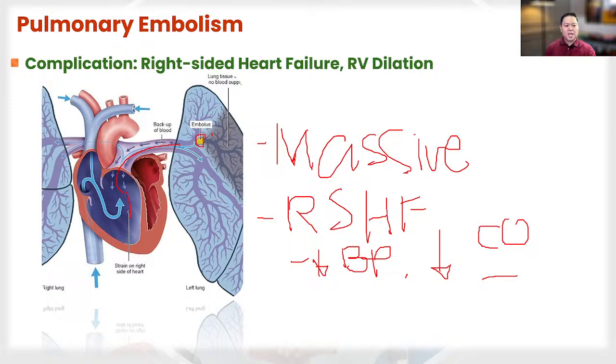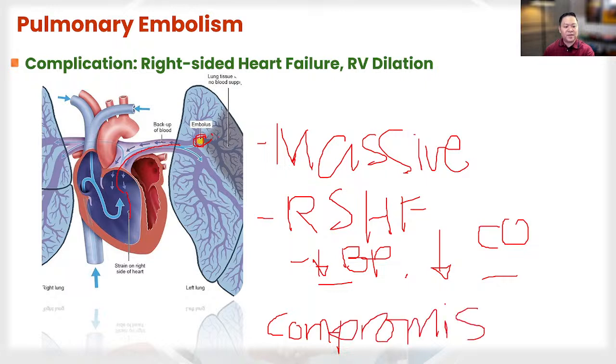I hope so. Now, going back to the involvement of a huge clot lodged in the pulmonary artery, this will lead to right-sided heart failure, which will eventually cause the cardiac output to drop. And so the blood pressure will also drop. So what do you expect in the blood supply to the major organs? Yes, there will be compromise in the blood supply to the brain and also the kidneys, liver, everything.